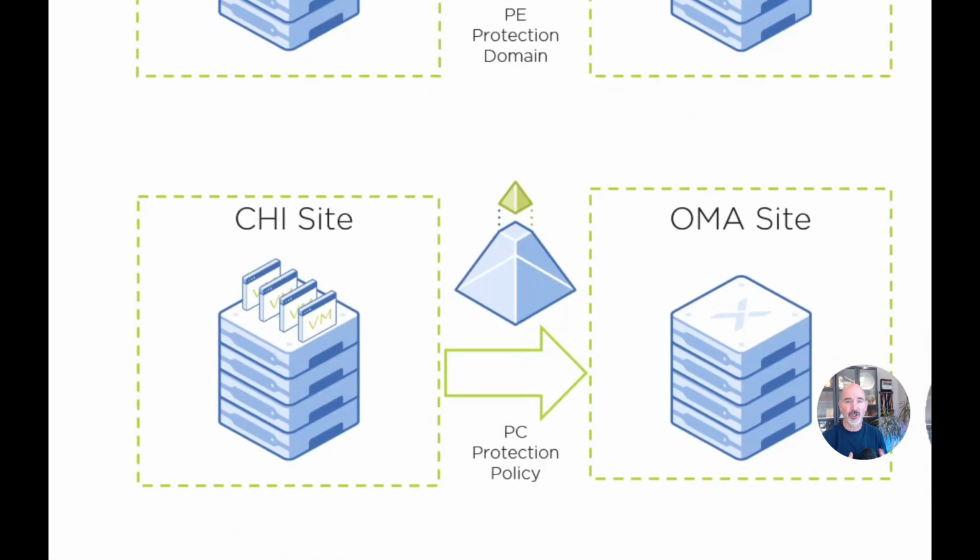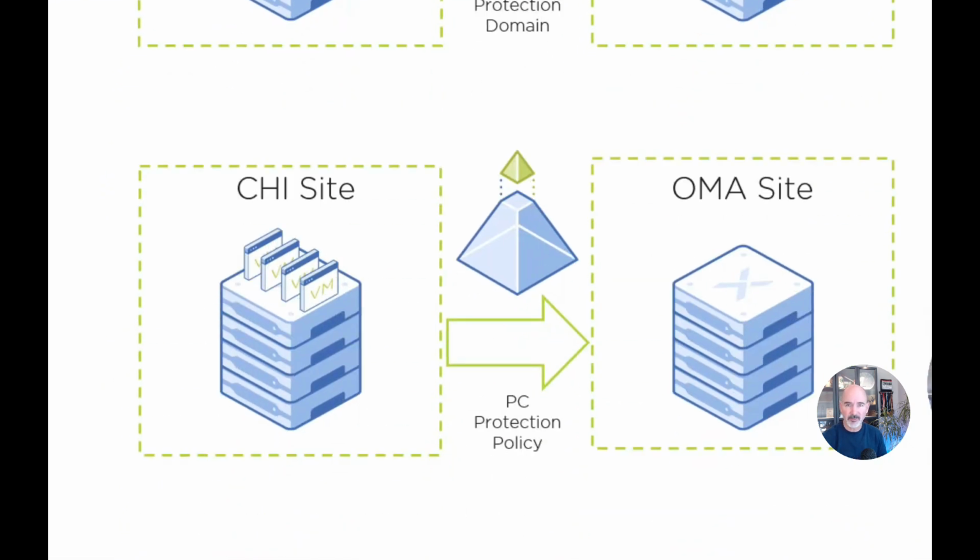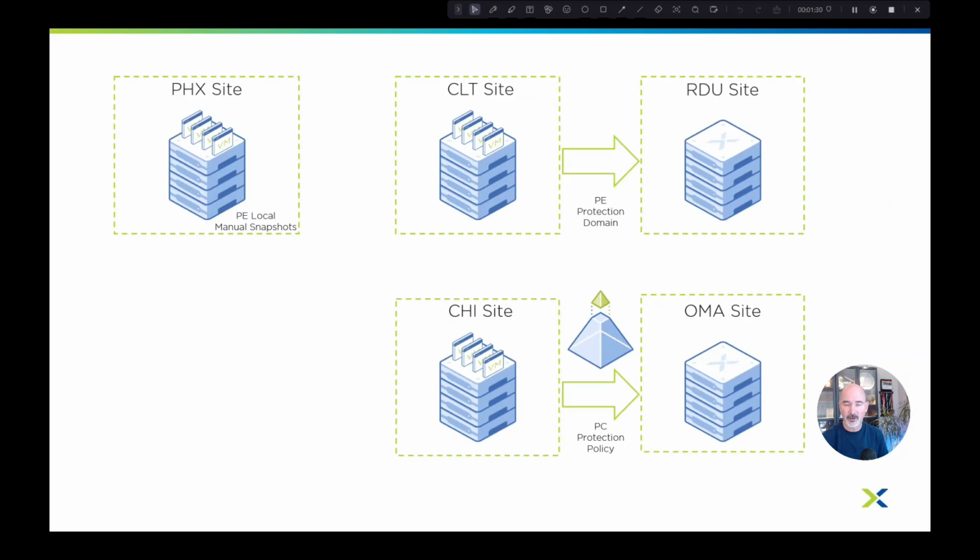Down at the bottom, I have a Chicago site that is using Prism Central protection policies to replicate recovery points from Chicago over to the Omaha site. Like Raleigh-Durham, the Omaha site is a dedicated DR site. There are no VMs that sit in Omaha. So let's take a look at how we create the report, and then I'll come back and explain each one of these in the report.